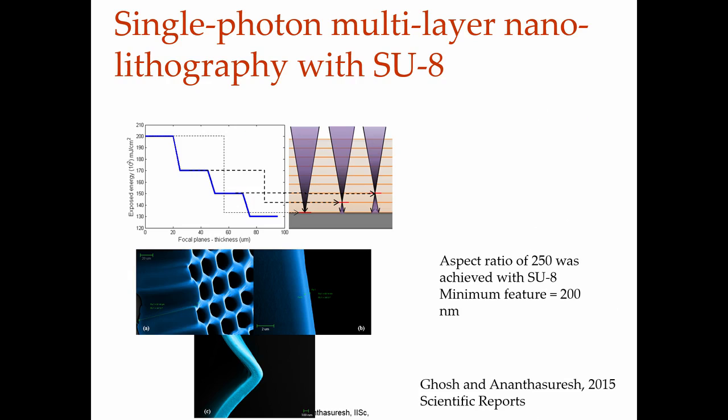Going to nano, we have this focused ion beam milling machine which I had shown, but this one is a sort of super resolution lithography, where we have single photon multi-layer nanolithography using SU8 material, where you can get very high aspect ratios, details of which you can read in this paper. So, the minimum feature size was 200 nanometers, and the length of this was very high.